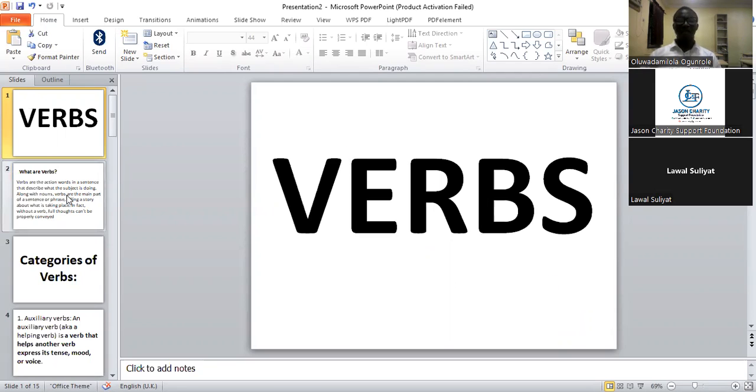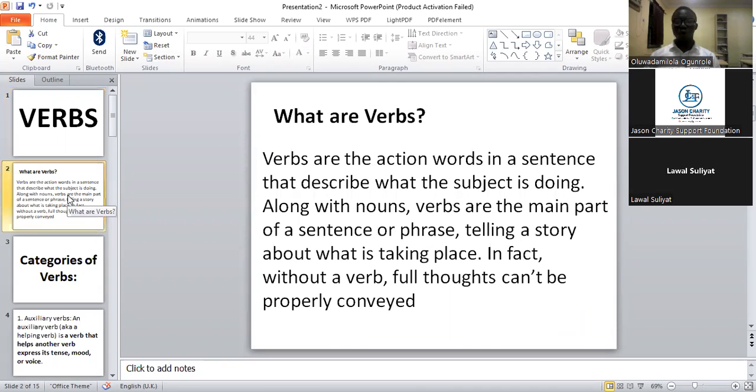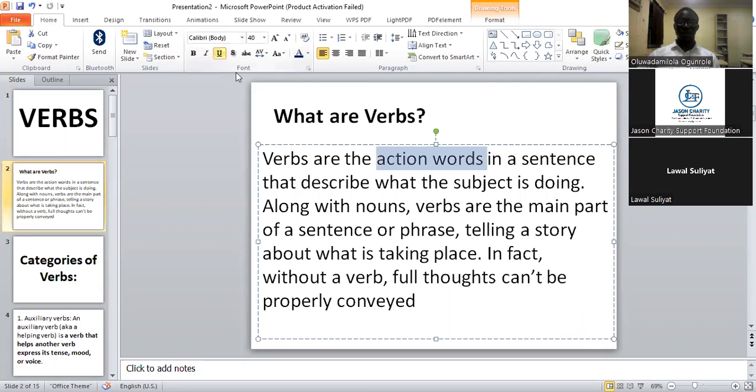Now, what are verbs? From the definition I have here, verbs are the action words. I want you to underline that they are what? Action words. Verbs are the action words in a sentence that describe what the subject is doing. I want us to underline that also, doing. Now, some schools of thought will explain the verb as a doing word. Some will say verbs are action or doing words.